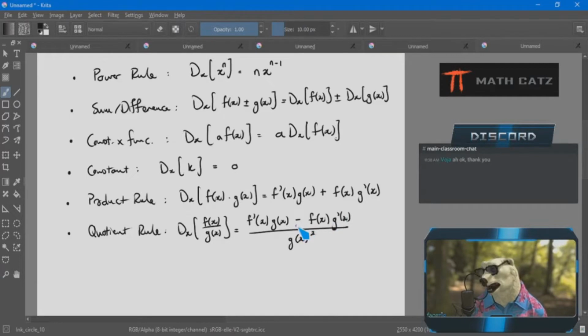So in the case of the quotient rule, it's especially important then to have the derivative of the top times the bottom be the first term.